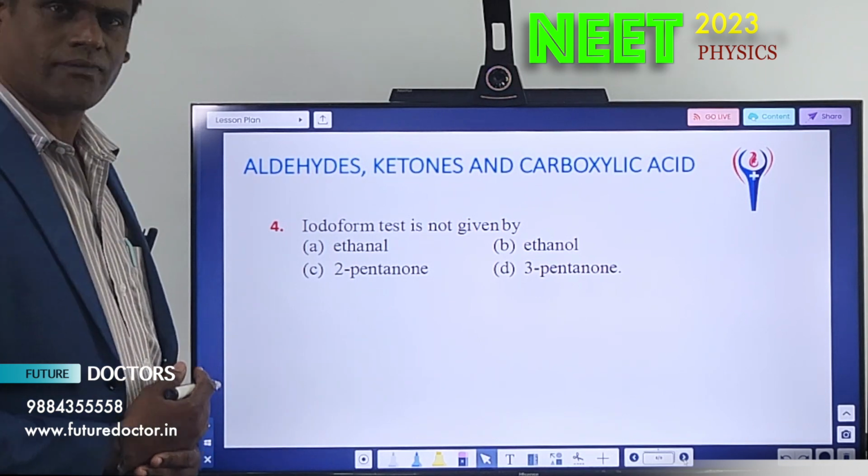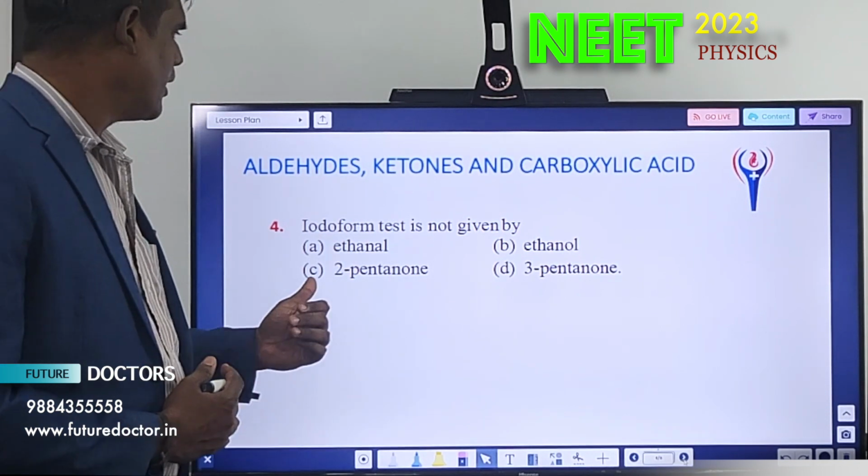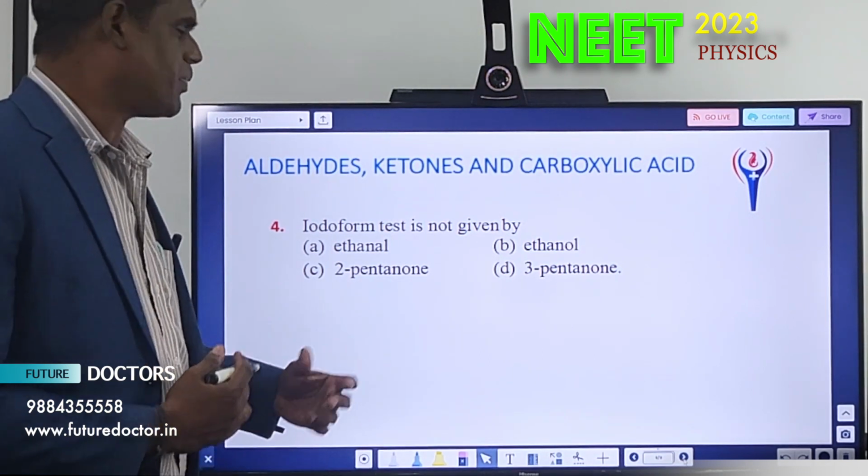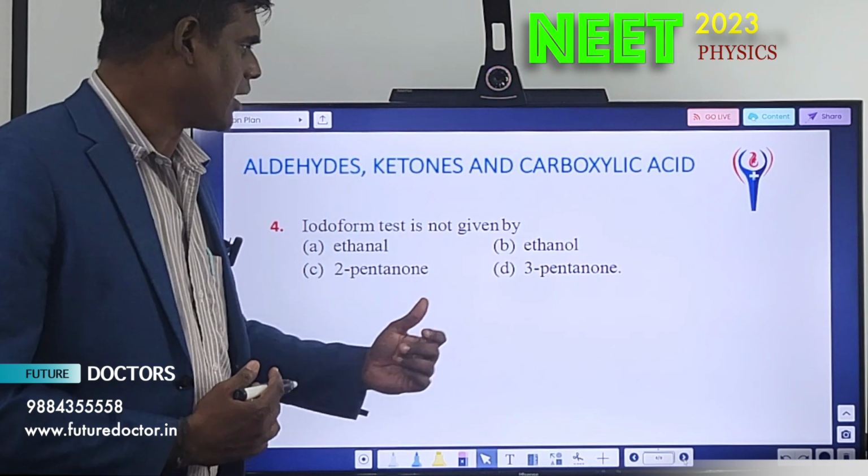Let's move to question number 4. Iodoform test is not given by dash. Option A, ethanol. Option B, ethanol. Option C, 2-pentanone. Option D, 3-pentanone.